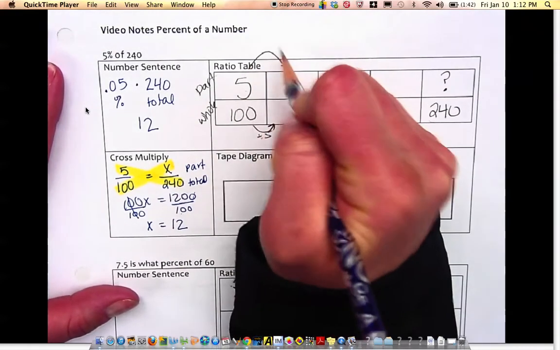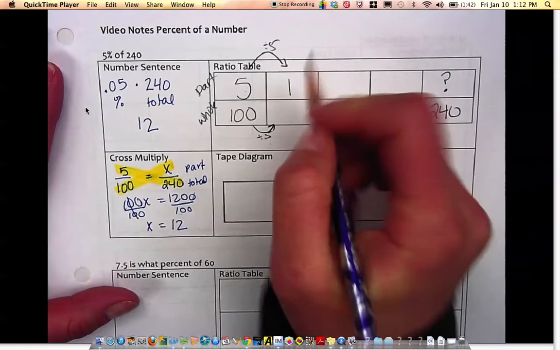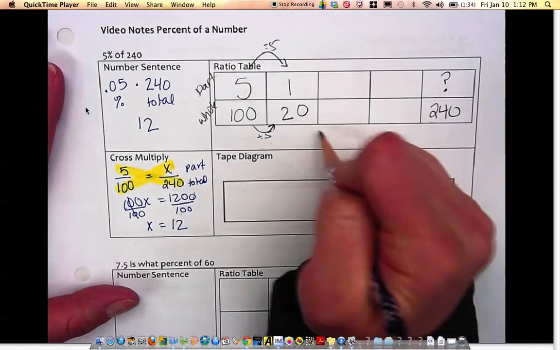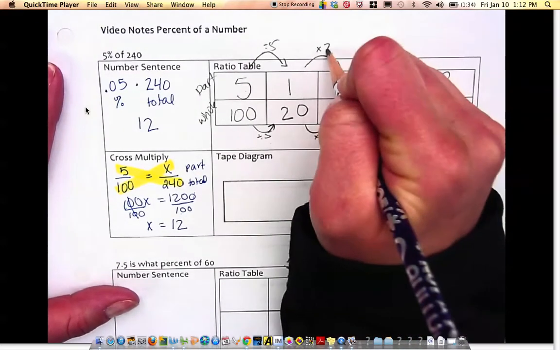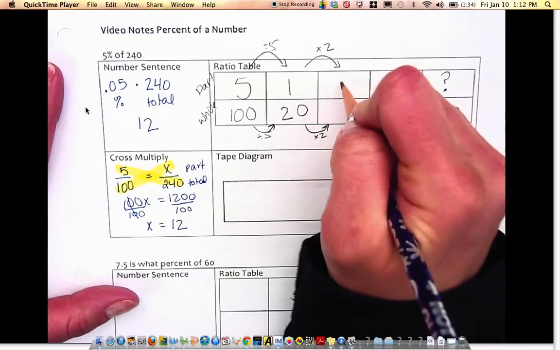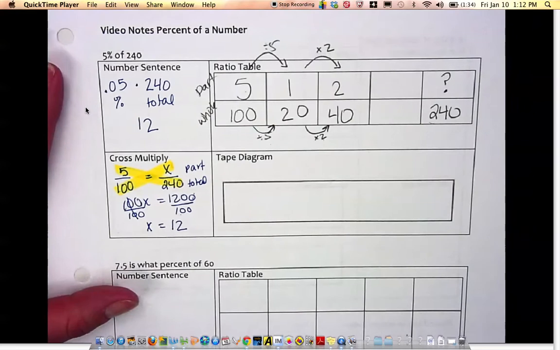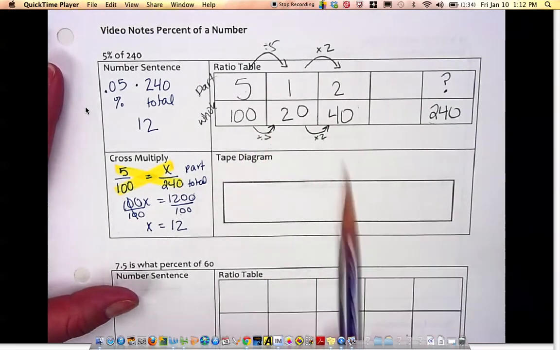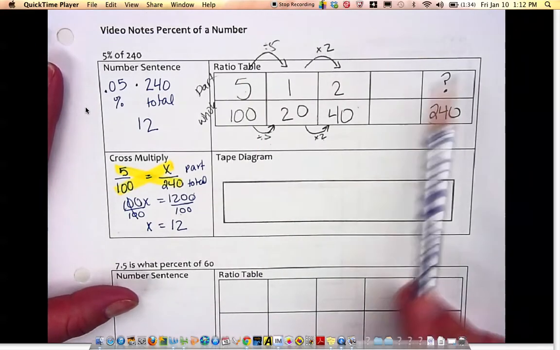So divide by 5. 5 divided by 5 is 1. 100 divided by 5 is going to give me 20. All right, so I have 1 and 20. I think let's multiply by 2. So times 2, times 2. So 1 times 2 is 2. 20 times 2 is 40. Okay, so I'm trying to get to 240, and I see that I have a 40 here, and I have a 100 here. And I know that I can select certain columns to add to get my target amount.